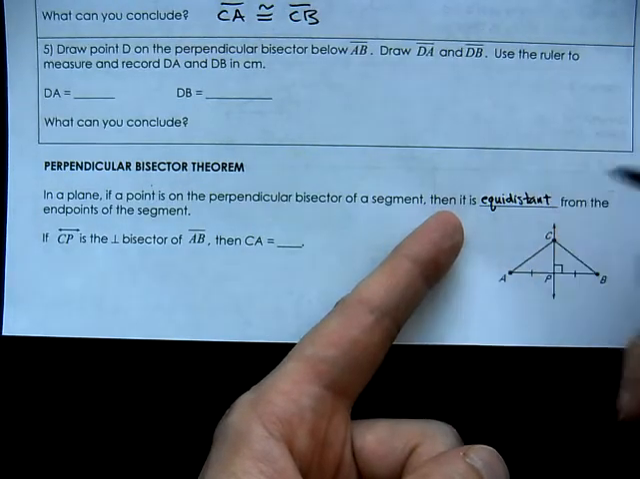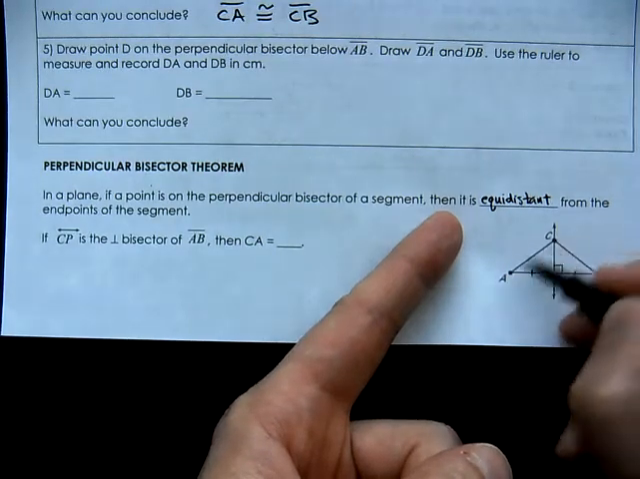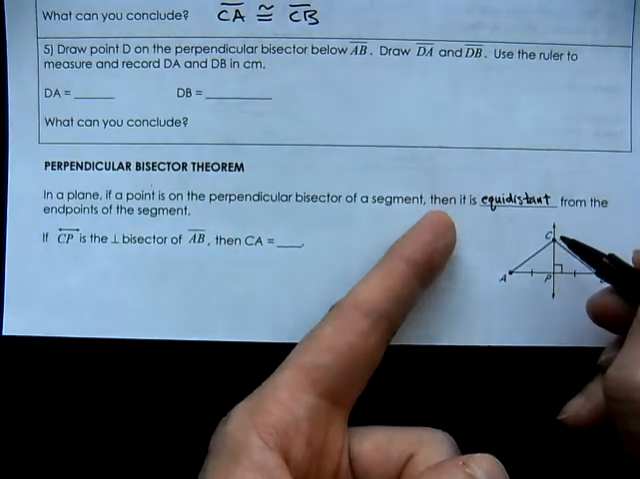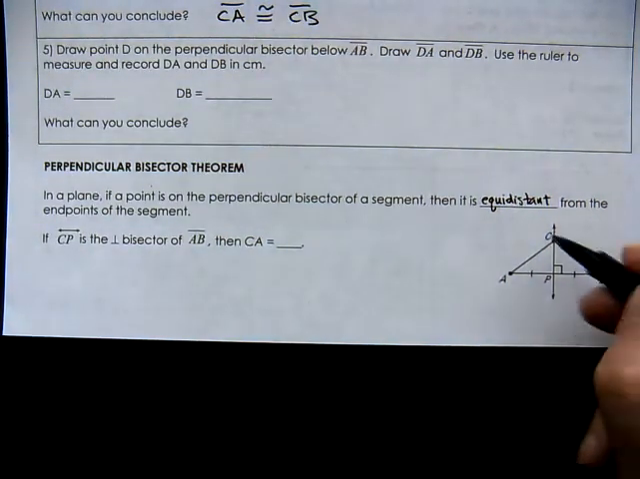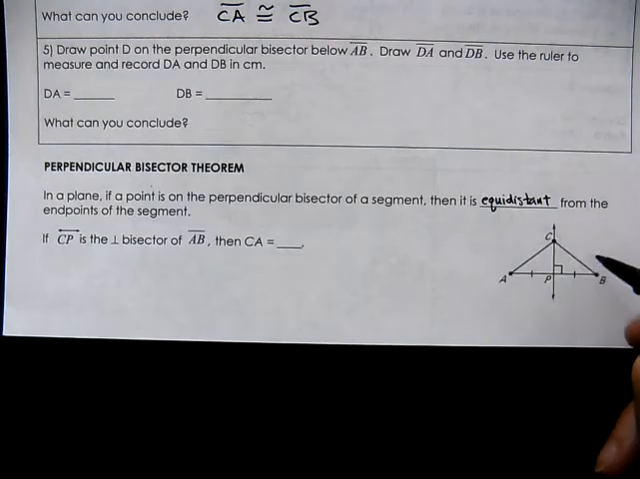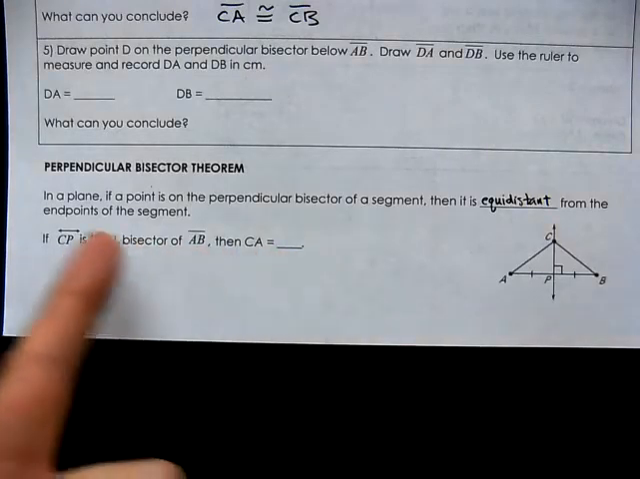Equidistant means it is equally far from these two endpoints. It is equally distant. So we can conclude that the length from A to C is equal to the length from C to B. And that's because these triangles are going to be congruent. And we're going to show that in just a moment. So this is what we were just talking about.